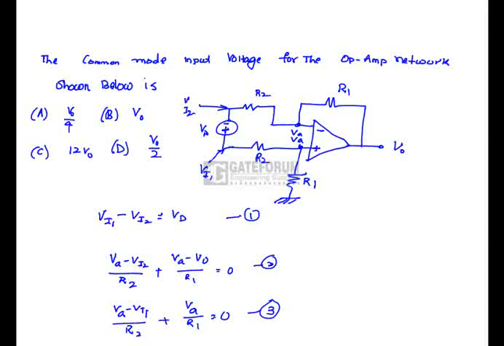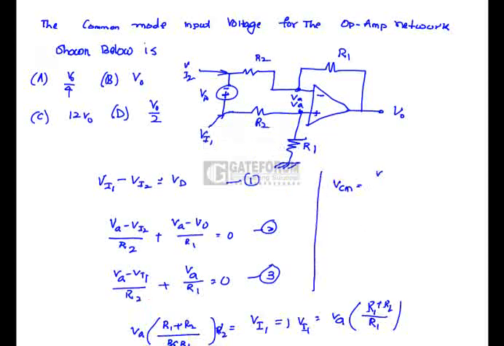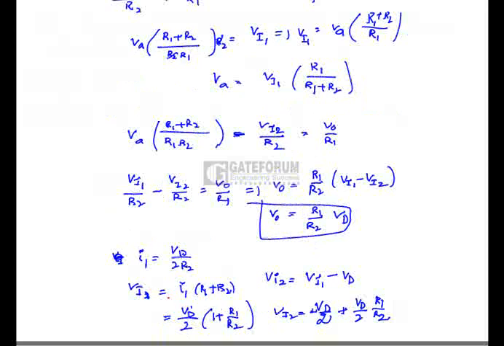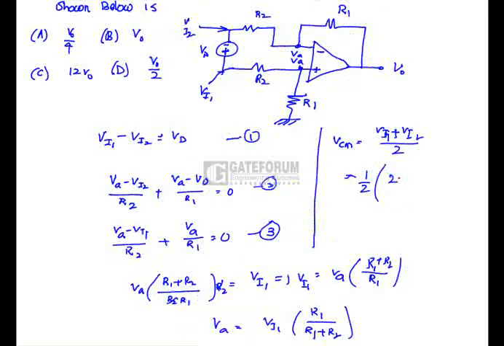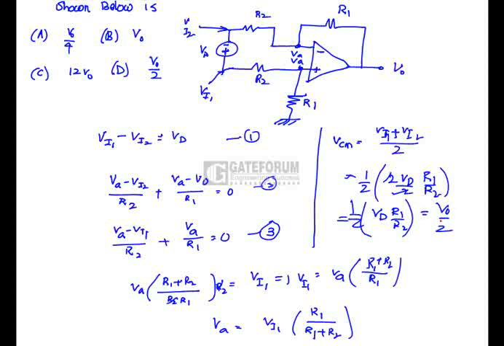Hence the common mode voltage is nothing but (Vi1 plus Vi2) by 2. From the given expression, Vi1 is Vd by 2 into (1 plus R1 by R2), and Vi2 is minus Vd by 2 plus Vd by 2 R1 by R2. If we add these two terms, we are going to get 1 by 2 of Vd by 2 R1 divided by R2, which is half of the output voltage. That is option D, which is correct.